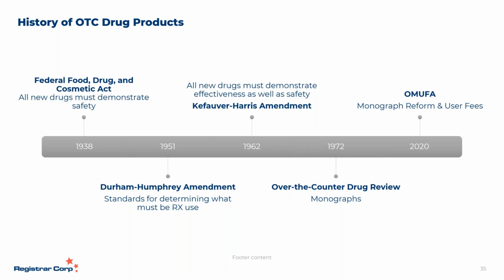The over-the-counter drug review was passed in 1972. That allowed FDA to follow a three-step rulemaking process to create monographs. Monographs allow industry to market drug products without filing an application for approval to market. However, the agency has lacked the resources to manage the monographs, and it took a long time to go through the rulemaking process. So here we are in the 2020s with the reformed monograph process and user fees to help fund the FDA to modernize the monographs. Let's dive into the over-the-counter monograph user fee program.